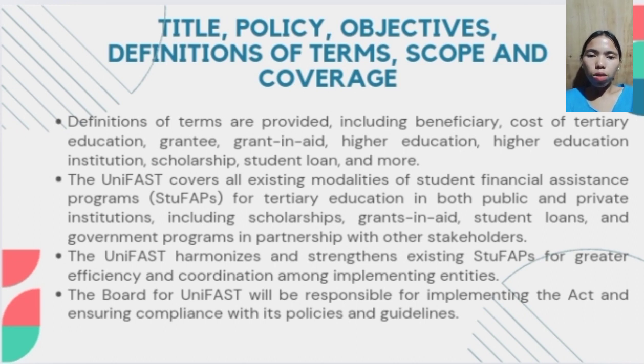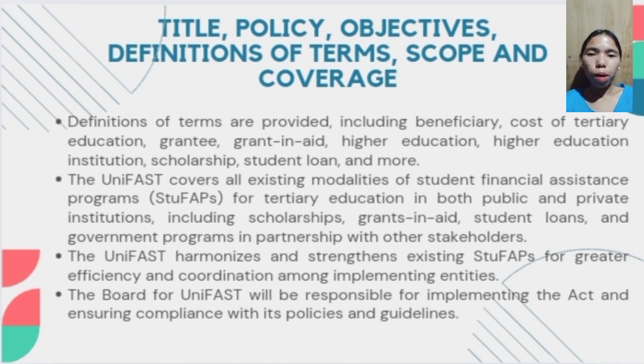The UNIFAST covers all existing modalities of student financial assistance programs, or STUFAPs, for tertiary education in both public and private institutions, including scholarships, grants and aid, student loans, and government programs in partnership with other stakeholders. The UNIFAST harmonizes and strengthens existing STUFAPs for greater efficiency and coordination among implementing entities. The board for UNIFAST will be responsible for implementing the Act and ensuring compliance with its policy and guidelines.